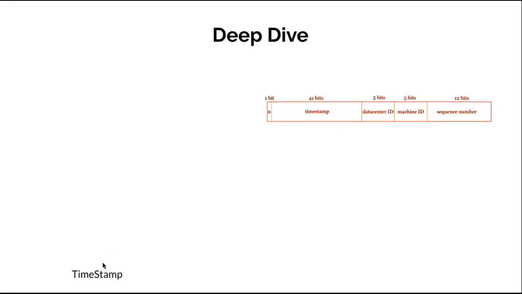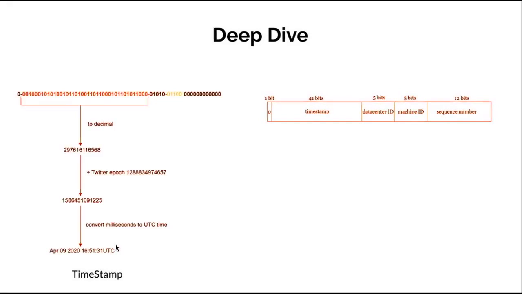Now, talking about the timestamp, the most important 41 bits that we see in the unique ID generator of Snowflake. In this, the most important 41 bits make up the timestamp section. A timestamp goes with time, so IDs are sortable by time too.